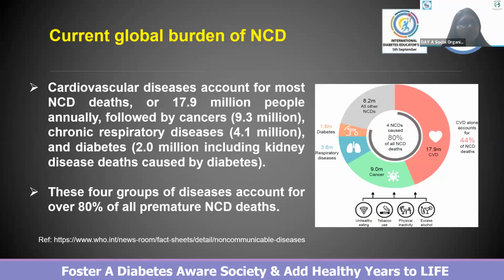The current global burden is that cardiovascular diseases account for most NCD deaths, around 17.9 million people annually, followed by cancers, chronic respiratory diseases, and diabetes, which is around 2 million, including the kidney disease deaths caused by diabetes. And we can see this chart. These four groups of diseases account for more than 80% of all premature NCD deaths. Next, please.